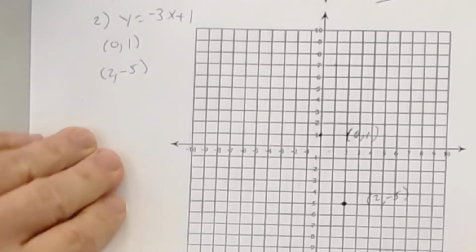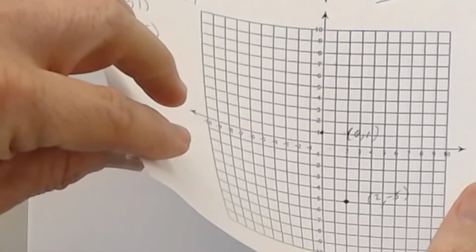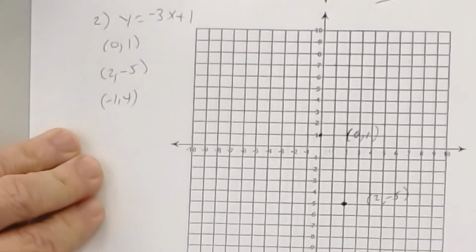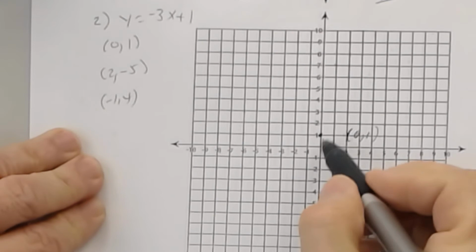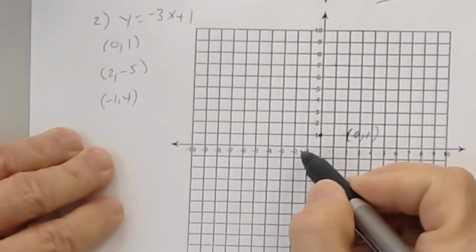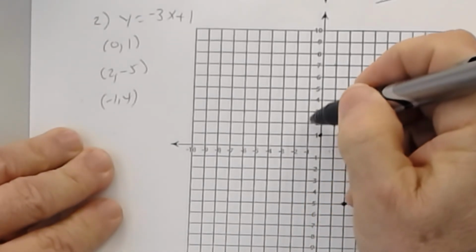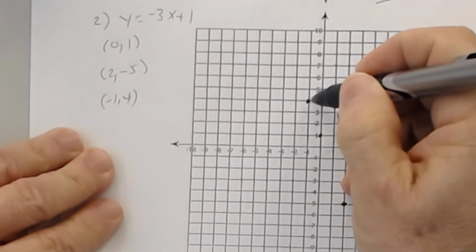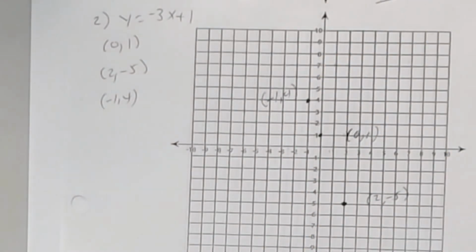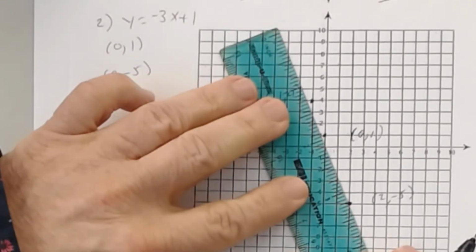Okay? And then the other ordered pair was (negative 1, 4). So I go to the left 1, and then what? Up 4. 1, 2, 3, 4. And if it says label, I have to say (negative 1, 4), just like this. And then all of those 3 points better lie on the same line, right?